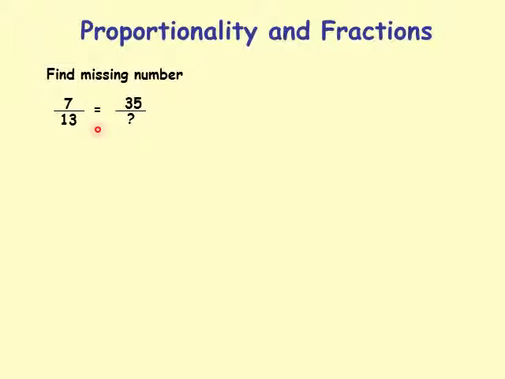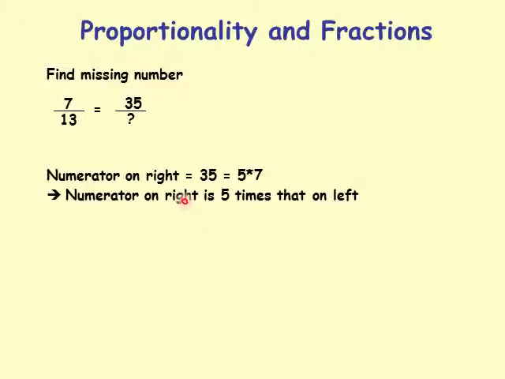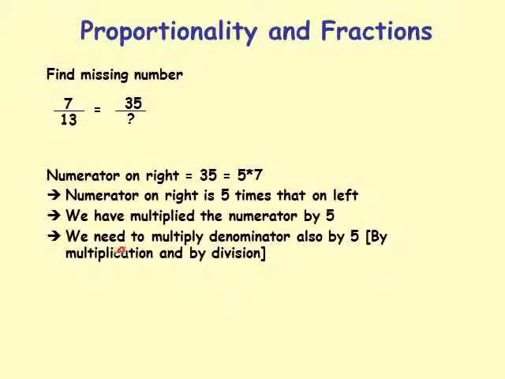What do we do? The numerator on the right is 35, and 35 is 5 times 7. That means the numerator on the right is 5 times that on the left. We have multiplied the numerator by 5 to get 35 from 7. We need to multiply the denominator also by 5.